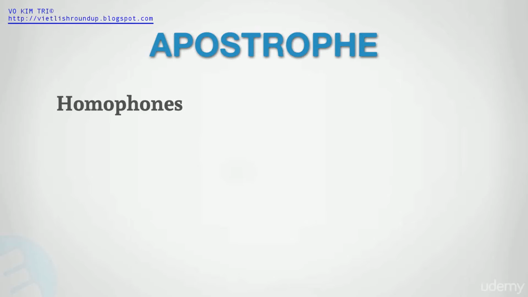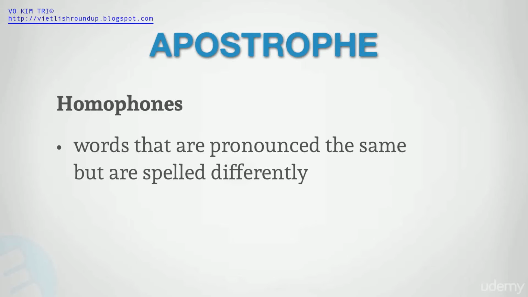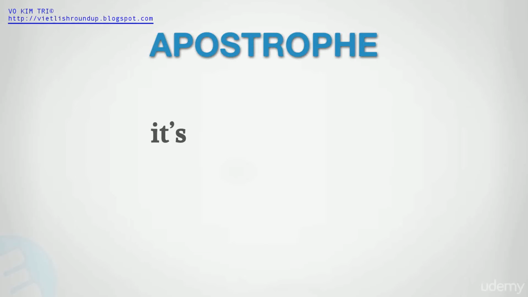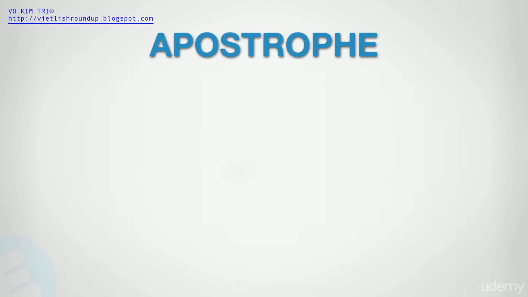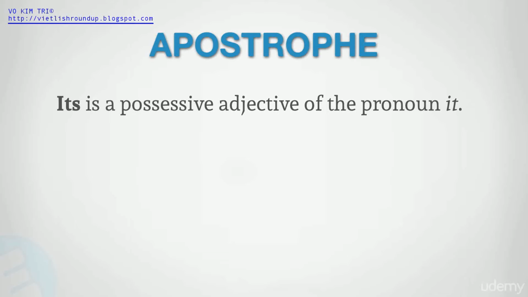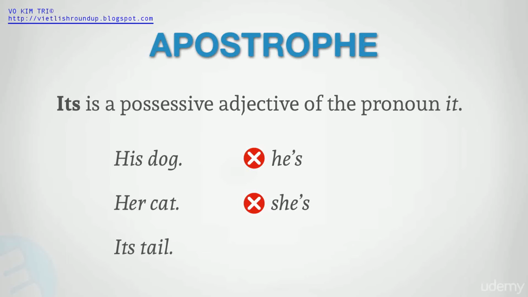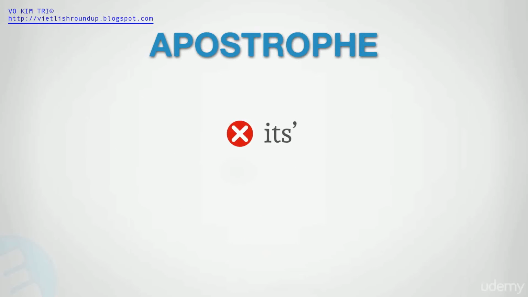The apostrophe becomes a catastrophe when we get to homophones, those words that are pronounced the same but are spelled differently. One of the biggest problems is when to use it's or its and even its'. It's is a contraction for it is or it has. Its is a possessive adjective of the pronoun it. His, her, and its. Just like there's no he's and she's, there is no it's for possessive. It's its. And there is no such thing as its' because its is already a possessive.